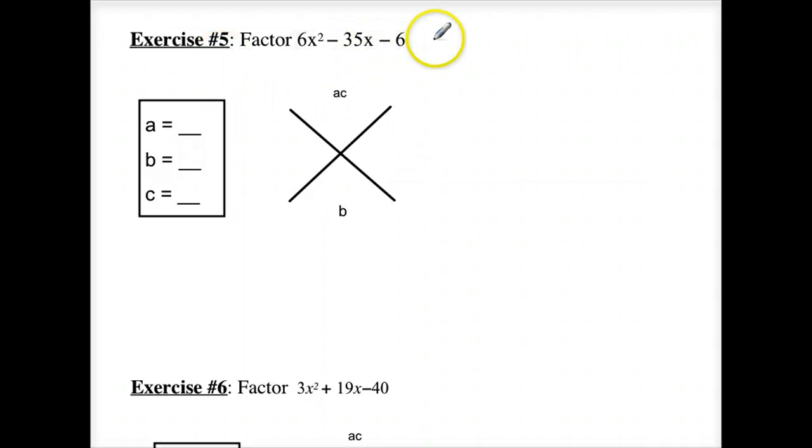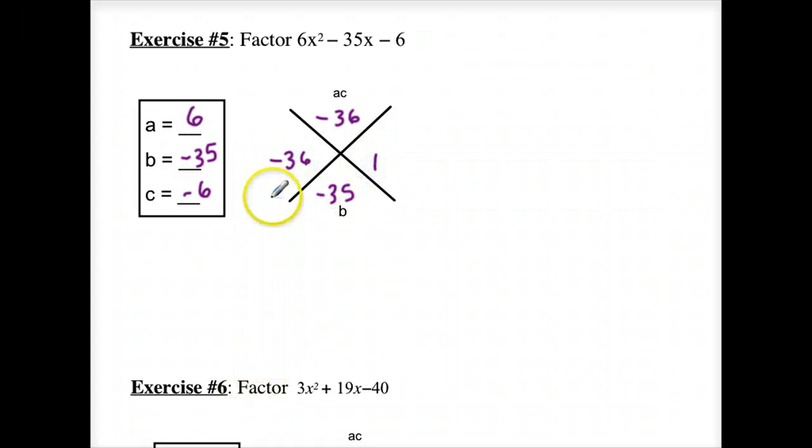Step 5 says, is it in standard form? Check. So my A is 6, my B is negative 35, my C is negative 6. Multiply at the top, A times C, so 6 times negative 6 is negative 36, and then my B, negative 35. Two numbers, when I multiply them, I get negative 36, and when I add them, I get negative 35. So this becomes negative 36 and 1. Negative 36 times 1 is negative 36. Negative 36 plus 1 is negative 35.